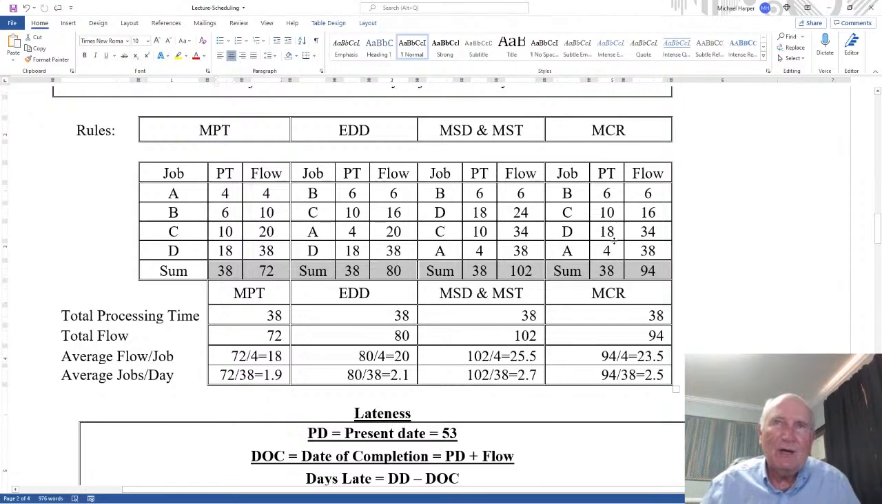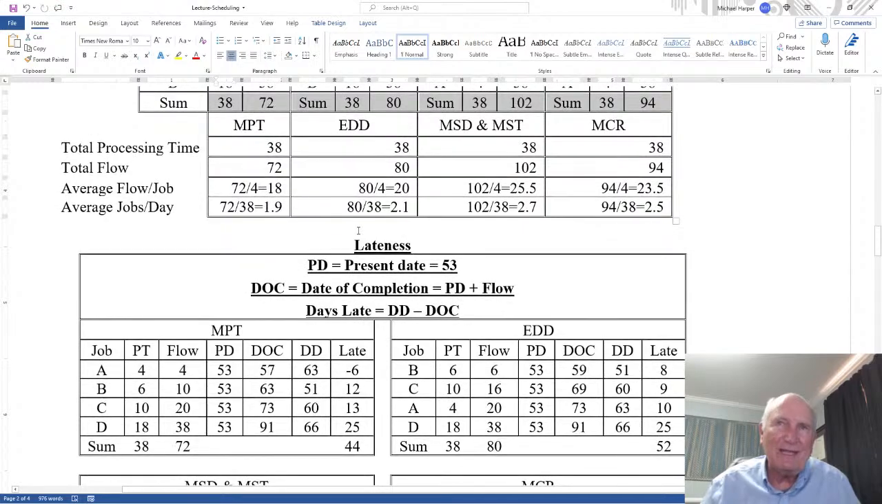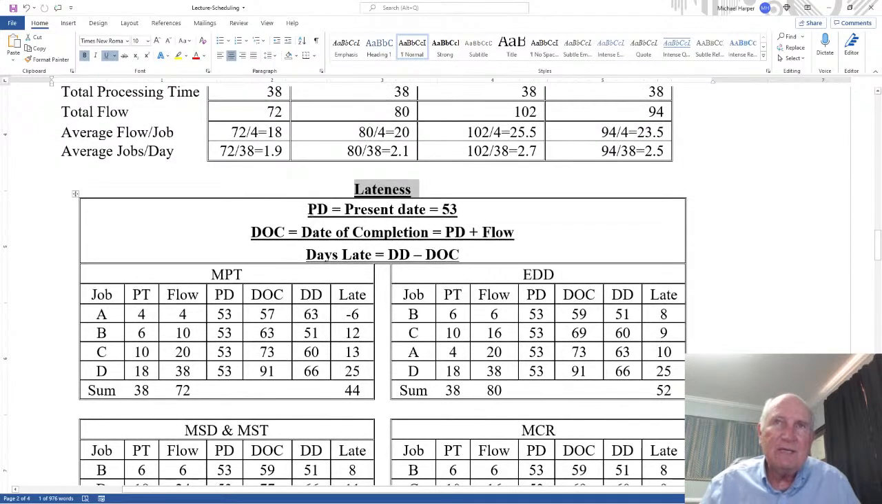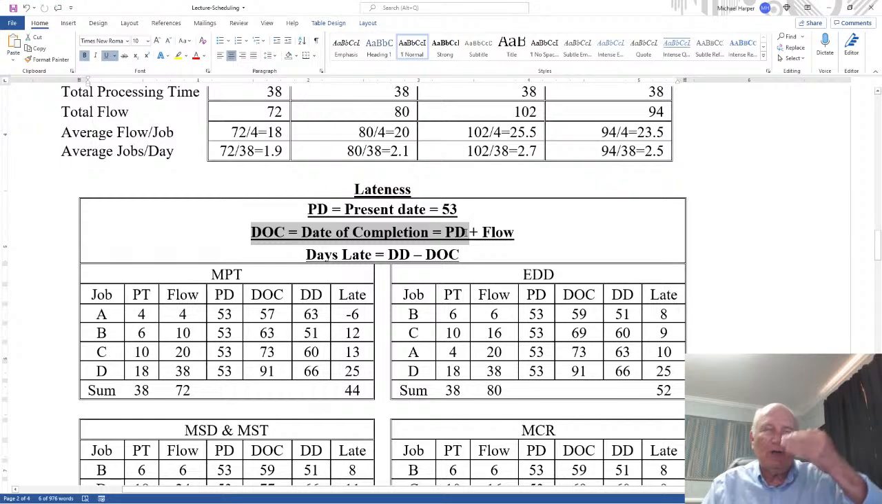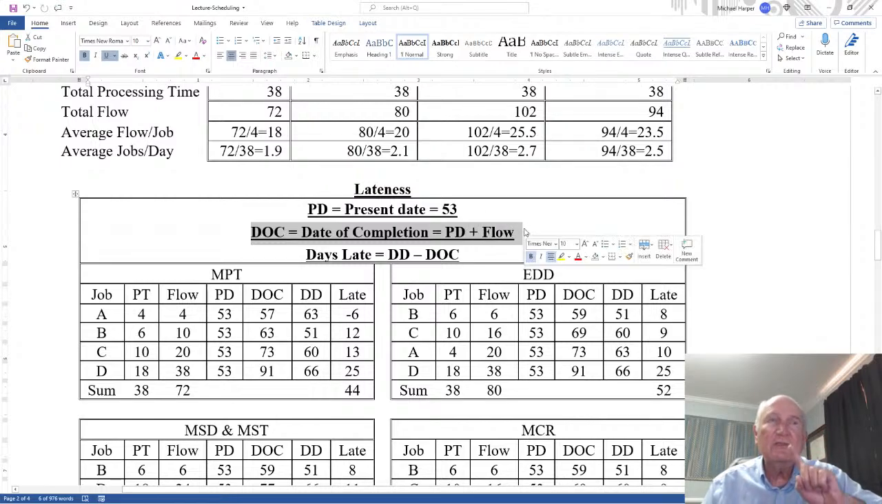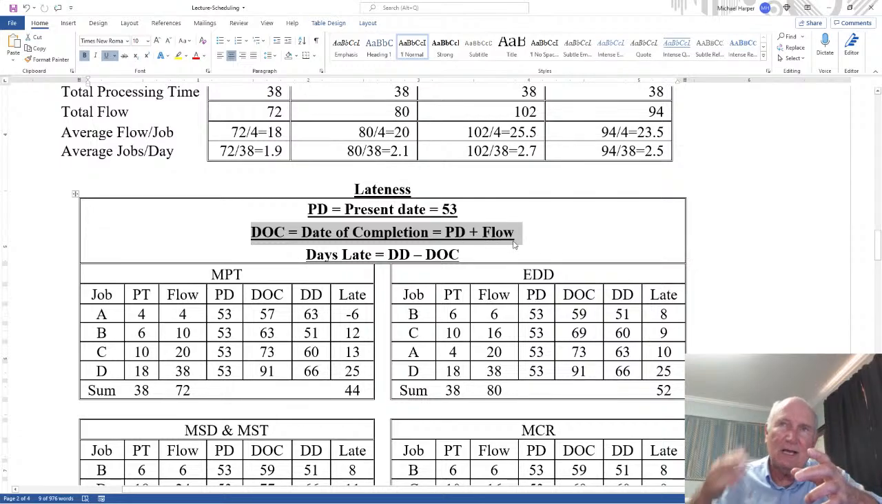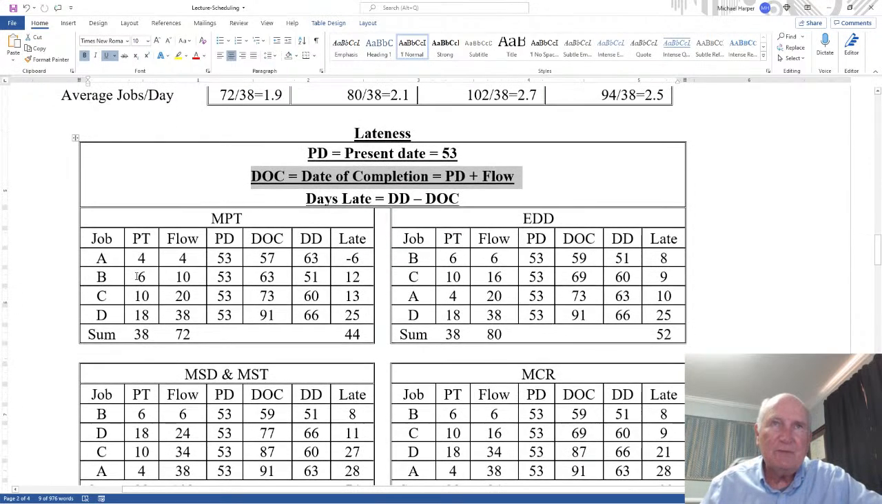Okay, so closely related to flow is something called the lateness of a schedule, or the lateness of a job being late. So the present date, remember, is 53. Now, the date of completion will be the present date at which you start the actual processing, plus the flow of each job, because the flow is how many days a job is in the system. So the number of days plus the present date will give you the date at which it's completed. So for the MPT rule, here's my processing time, here's the flow, here's the present date, and there's my date of completion, just the sum of those two.